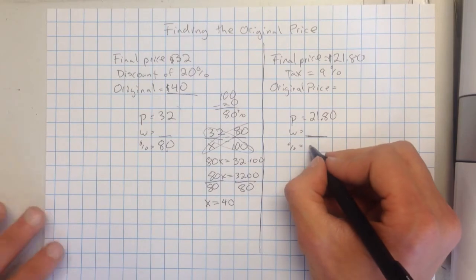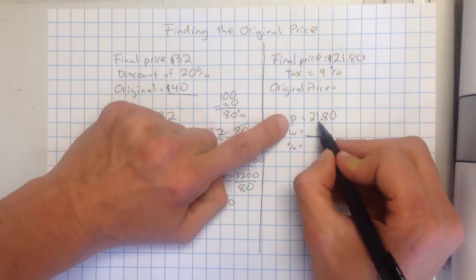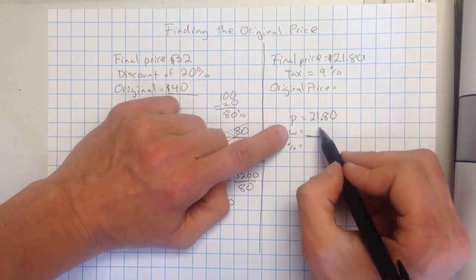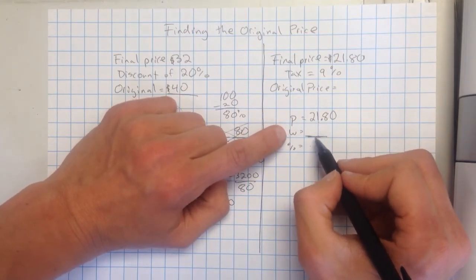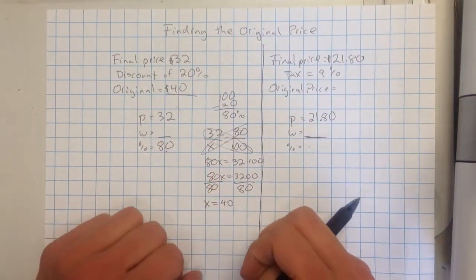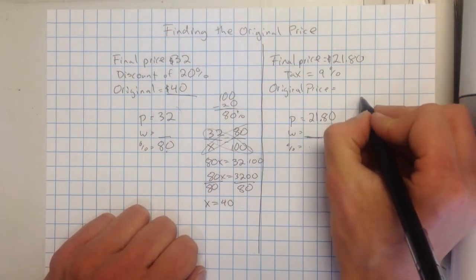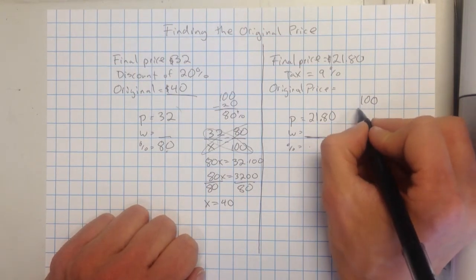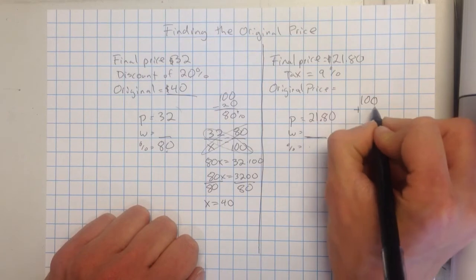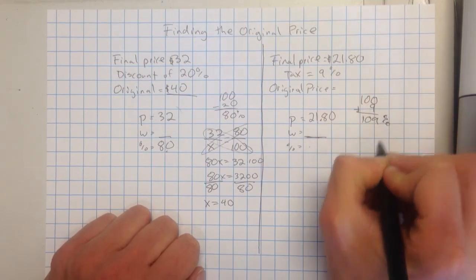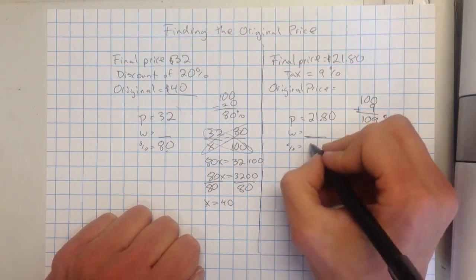Before I write 9%, again, I need to think, what does this 21.80 represent? It represents not 9% of the original amount. It represents the whole original amount plus another 9% that I had to pay for tax. So really our percent is 100% of the original price you have to pay because it wasn't on sale, plus an additional 9% in tax. So really 109% is the percent that you're going to be using here.